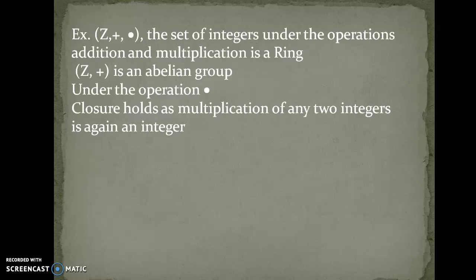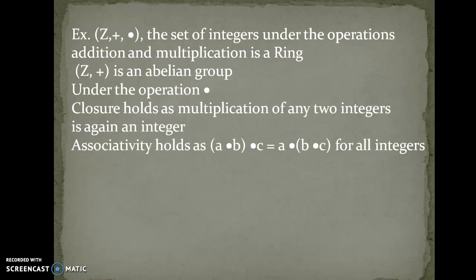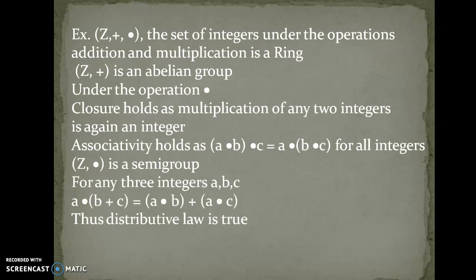semi-group. Clearly the product of any two integers is again an integer, and therefore closure holds. Associativity can also be proved for any integers, that is (a × b) × c can be written as a × (b × c) for any integers. Thus Z under multiplication forms a semi-group, and for any three integers we can easily prove the distributive law, that is, multiplication is distributive over addition. So a × (b + c) will be written as a × b + a × c, and thus Z under the operations addition and multiplication forms a ring.